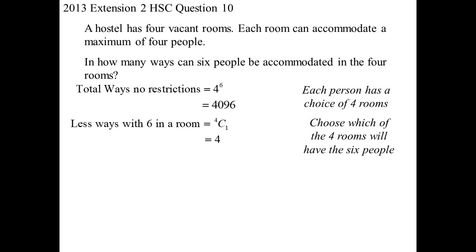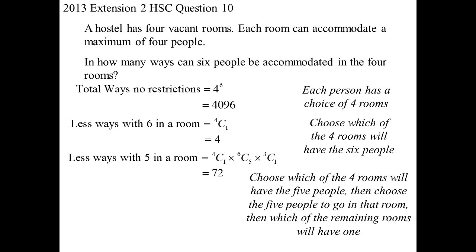Let's work out the number of ways 6 in a room, because what we're saying is I'm going to actually work out the other situation, the complementary event. I'm going to take away the ones that I can't have. So I've worked out how many in total. I'll take away all the possibilities where all 6 are in the one room, because that wouldn't work for what we want, is it? Because we said each room can accommodate a maximum of 4. So I can't have 6 in a room. How many ways? Well, it'll be 4C1. All I've got to do now is pick the room. Which room are the 6 people going to go into? 4C1.